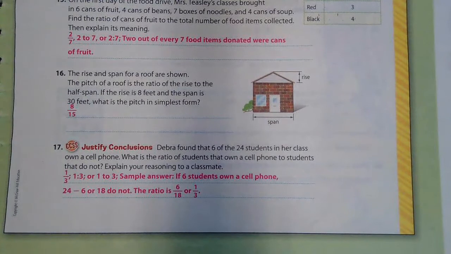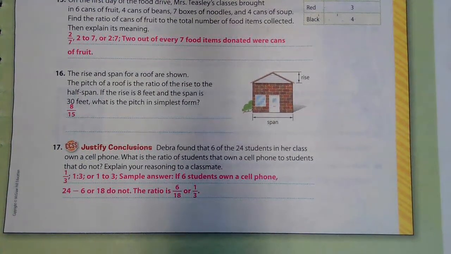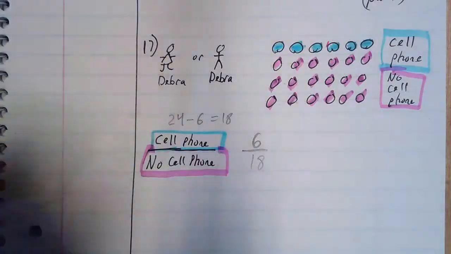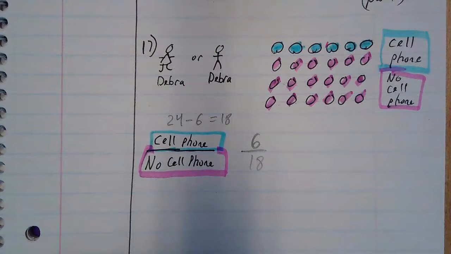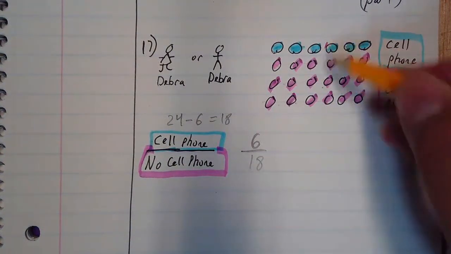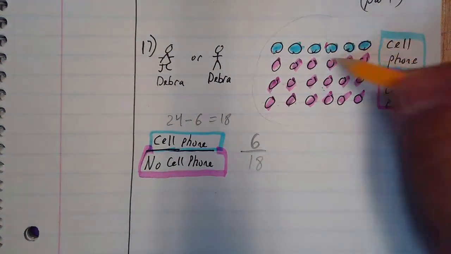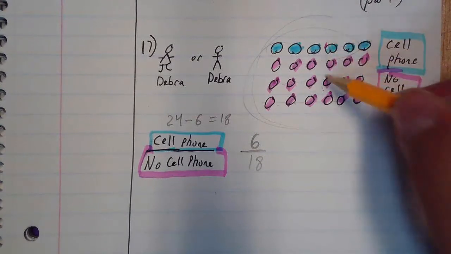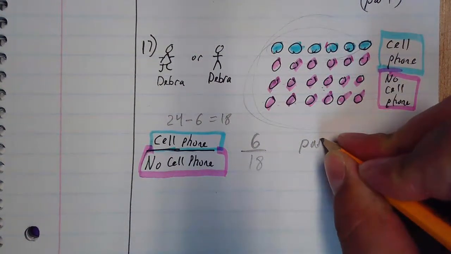All right, Deborah found that 6 of the 24 students in her class own a cell phone. What is the ratio of students that own a cell phone to students that do not? It's a part-to-part issue. Part to part, not part to whole. Not part to whole, part to part. Sounds like I'm barking. Part.